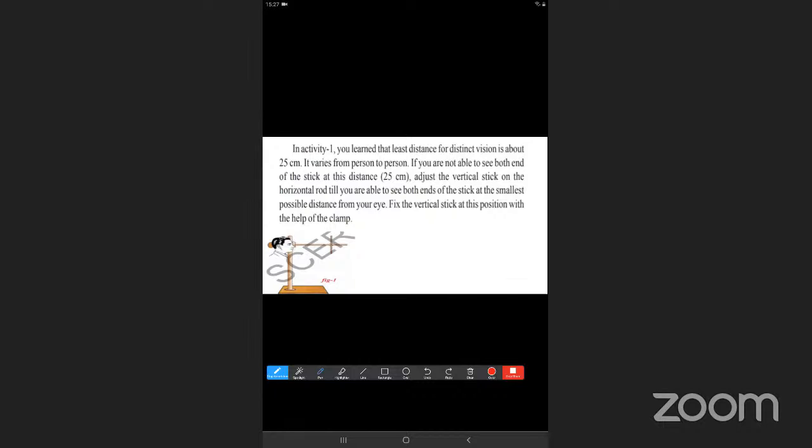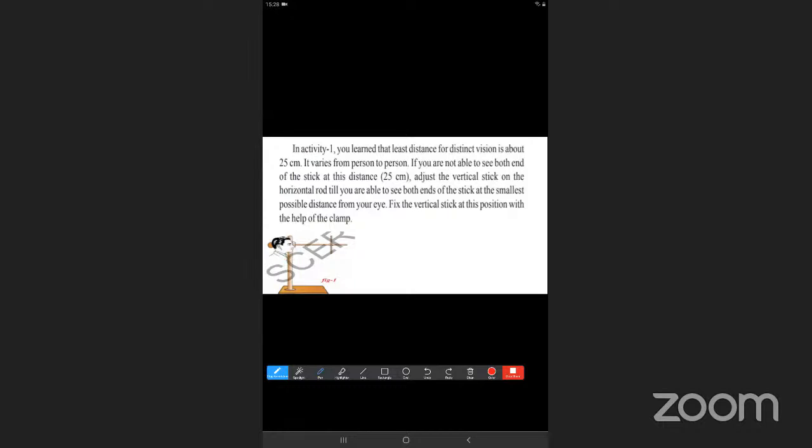So here, if you are not able to see both ends of the stick at this distance, what is the distance here? 25 centimeters from eyes to the stick. Adjust the vertical stick on the horizontal rod till you are able to see both ends of the stick at the smallest possible distance from your eye. Okay, you have to adjust this stick on this horizontal rod where you are able to see both ends of the stick at the smallest possible distance from your eye.